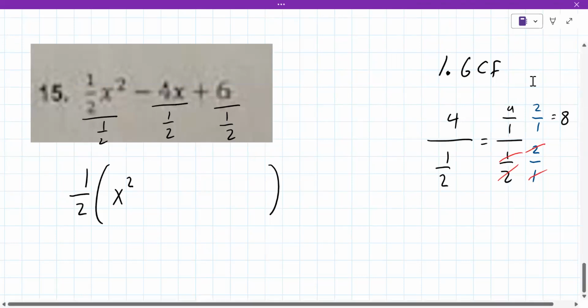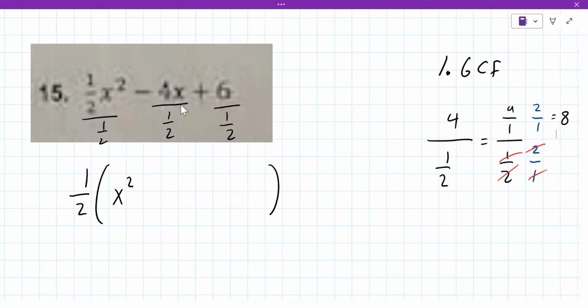So what you did, the result you just told me is like dividing by 2, you're dividing by 1/2. So it's a little bit different. Okay. So minus 8x, that's there. What is 6 divided by 1/2? 12. 12, good.